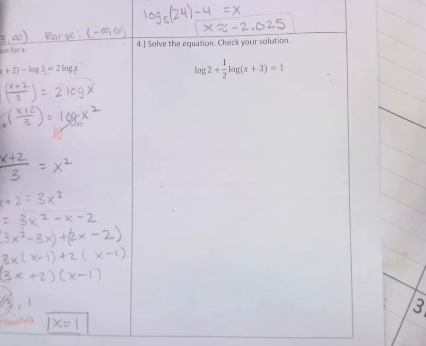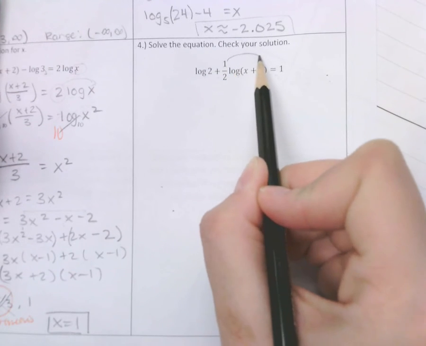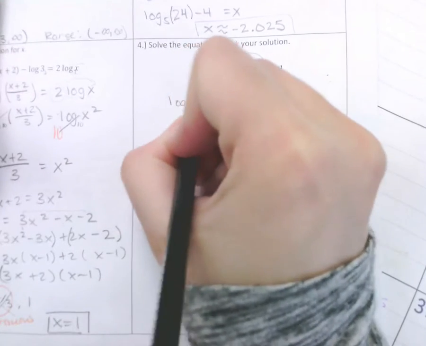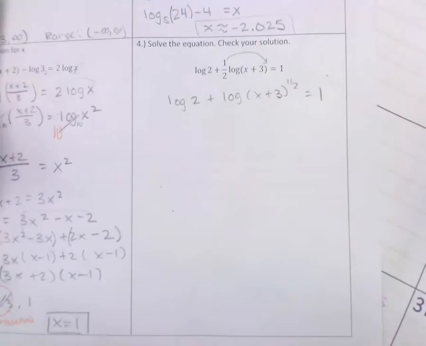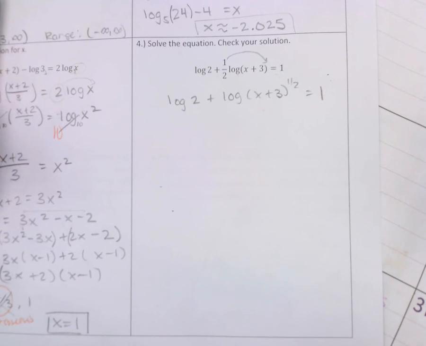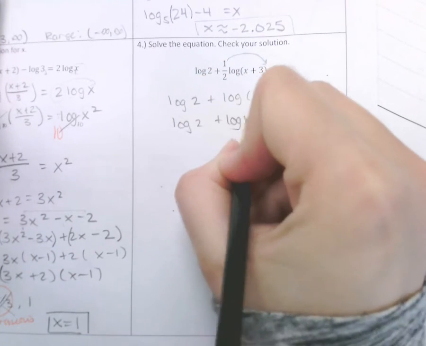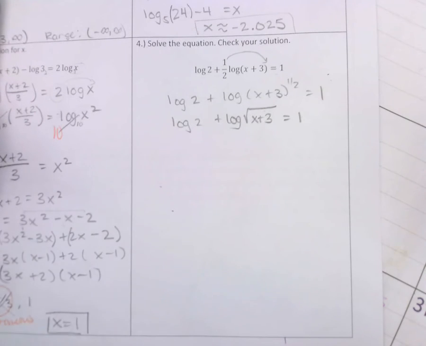Alright, next one we're going to start the same way. Before you put these two together, take this and make it an exponent. You always want to do the exponents first before you multiply or divide things together. So this is going to be x plus 3 to the 1/2 power. Remember, anything to the 1/2 power is a square root, so I'm going to write that as log of the square root of x plus 3 instead of 1/2 power.